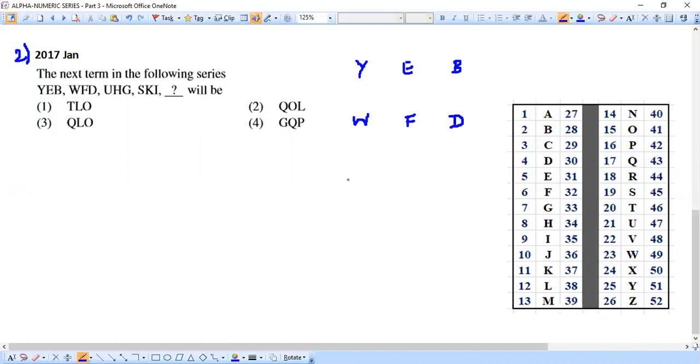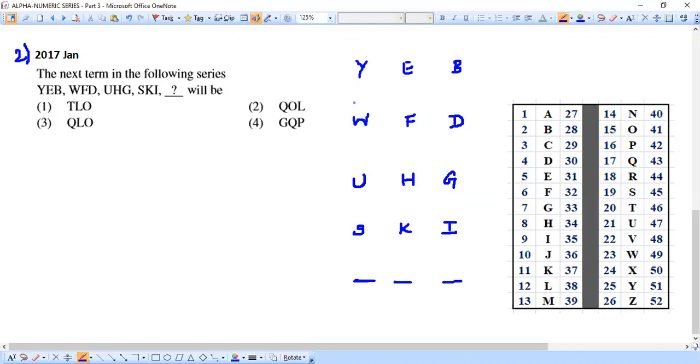And what next do we have? We have UHG. The third term is UHG. Yes, continue. Next we have SKI. So each term has three letters, and obviously our final answer, the missing term, will also have 3 letters. And what are those 3 letters? What is this term? That is our question.